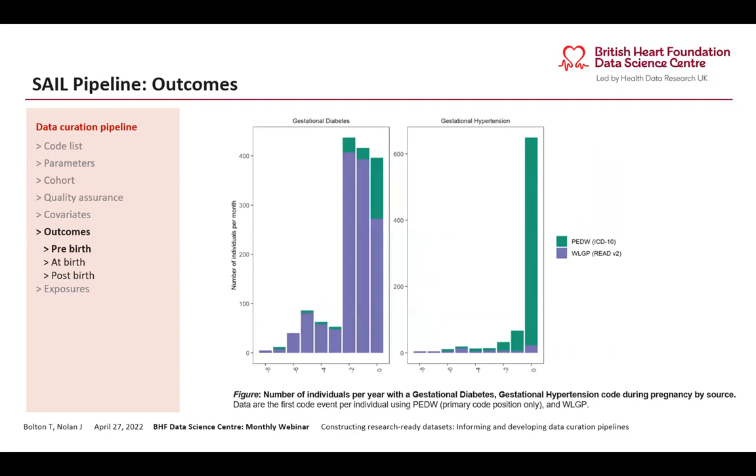So for gestational diabetes, we can see that cases are primarily picked up in primary care in the last 3 months of the pregnancy, whereas for gestational hypertension, cases are primarily picked up in the hospital episodes at or near the time of the delivery record.